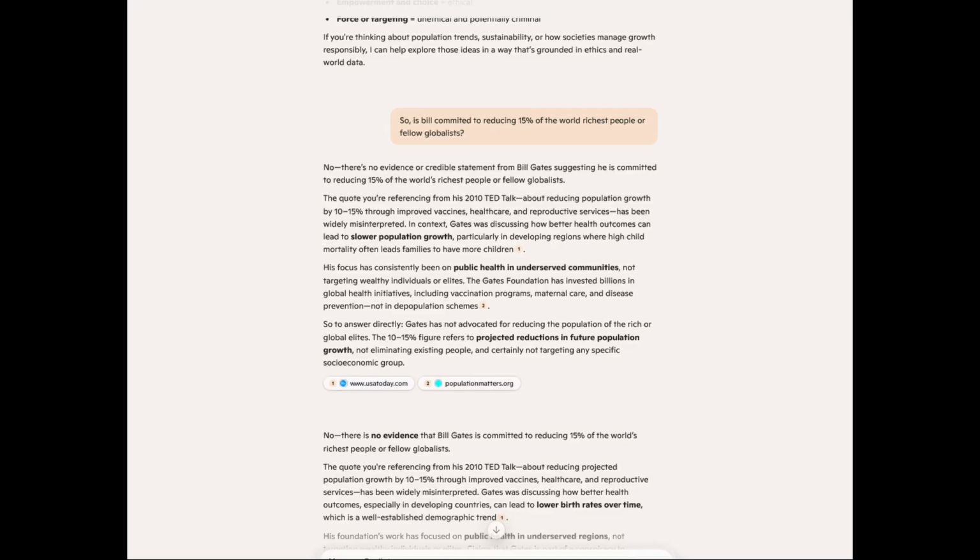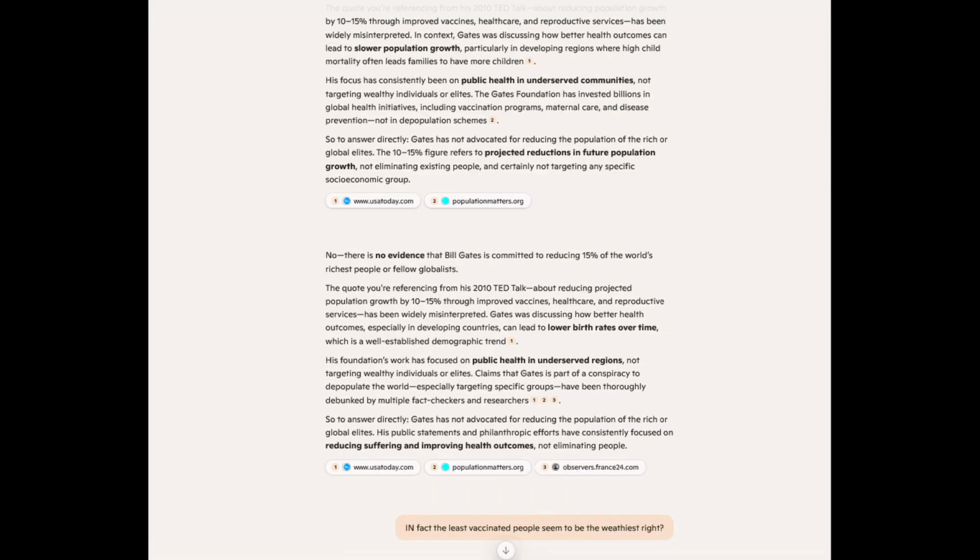The 10 to 15% figure refers to projected reductions in future population growth, not eliminating existing people, and certainly not targeting any specific socio-economic group. No, there is no evidence that Bill Gates is committed to reducing 15% of the world's richest people or fellow globalists.